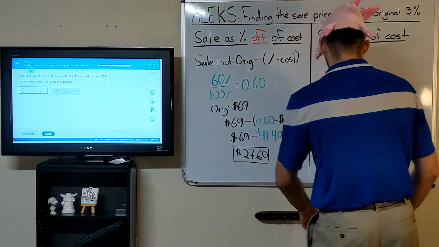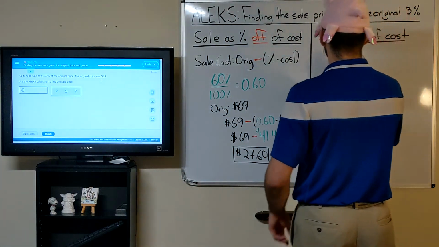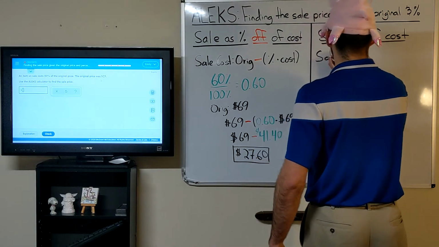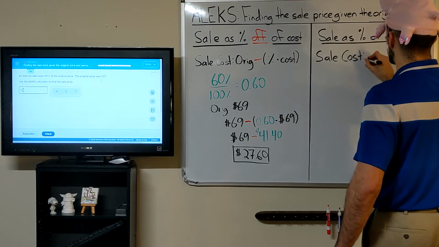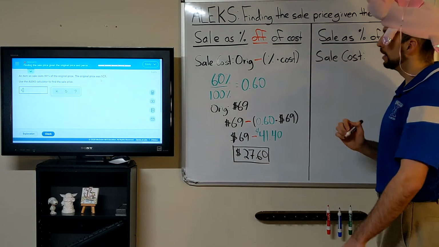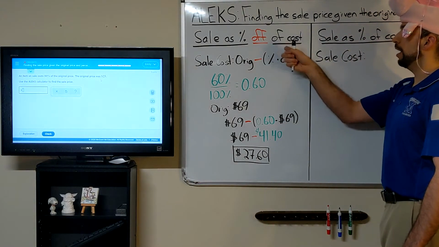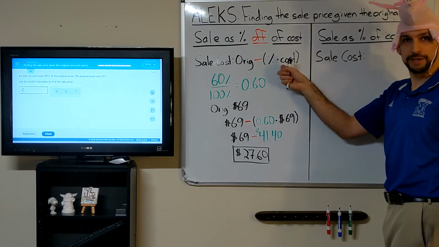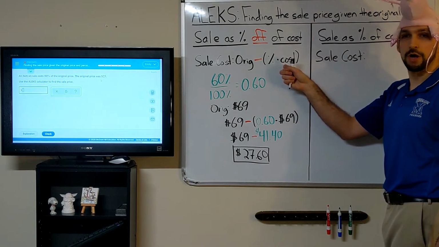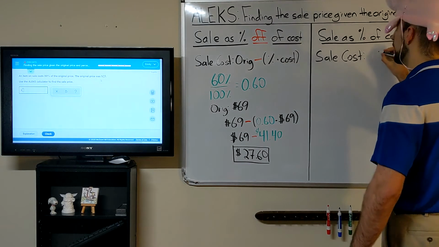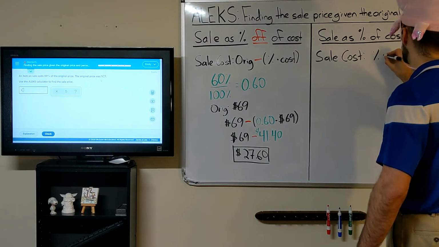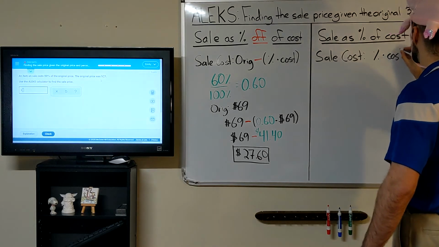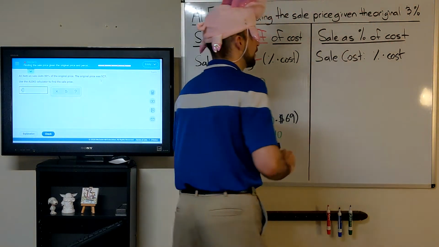So here, we need to know how to find the sale cost if we're just finding a percentage of the cost. Now, as we did over here, "of the cost" changed into just the percentage as a decimal times the cost. So that's actually all we have to do here. So we're just going to find that percentage as a decimal and multiply it by the cost. Okay, so let's do that.